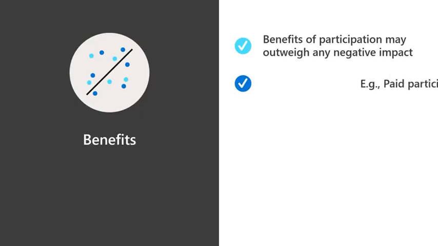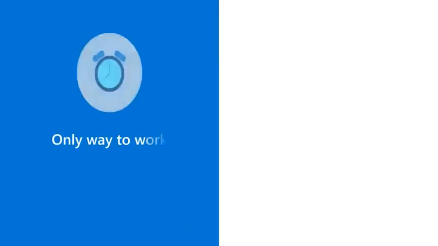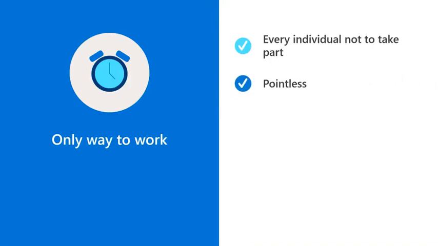For example, if you're paid $100 to participate in a study that results in your health insurance rate rising by $10 per year, it will be more than 10 years before you make a net loss. This may be a worthwhile trade-off to you, particularly if your rate may rise as a result of the study, even if you don't participate. The only way for the opt-out option to work for every individual is for every individual not to take part, which makes the whole study pointless.